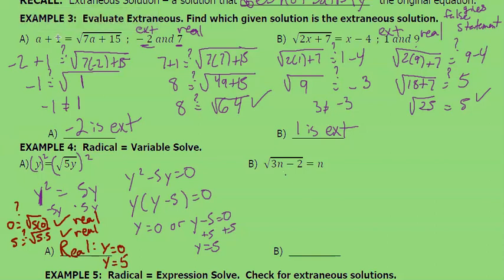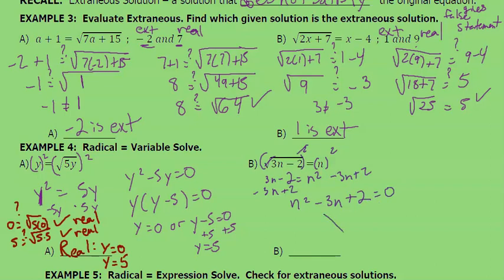B. The square root of 3n minus 2 equals n. So we want to exponentiate each side by 2. So then we have 3n minus 2 equals n squared. Move everything to one side of the equation. So there you have n squared minus 3n plus 2 equals 0.